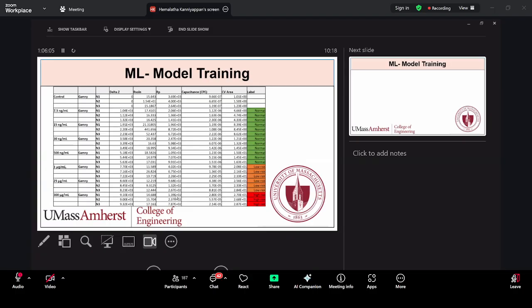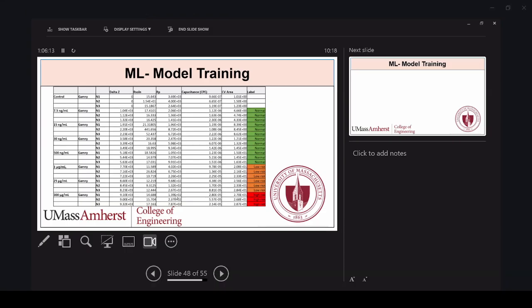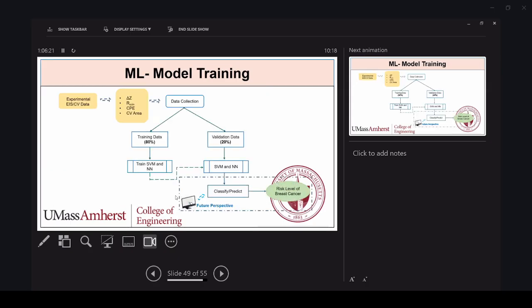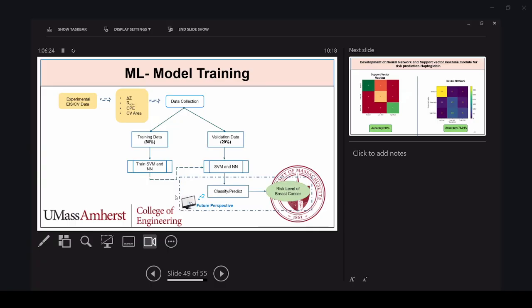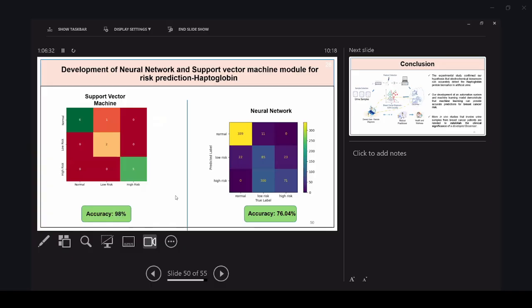No, it is definitely not like that. We had more than 10 to 15 or 20 Excel sheets with different biomarkers, different triplicates, and different parameters, associated with normal, low, and high risk. Then we trained the model with 80% training and 20% validation, using the SVM and neural network models. Finally, we got this confusion matrix with an accuracy of 98% for SVM and 76% for the neural network model. And this is just for haptoglobin.